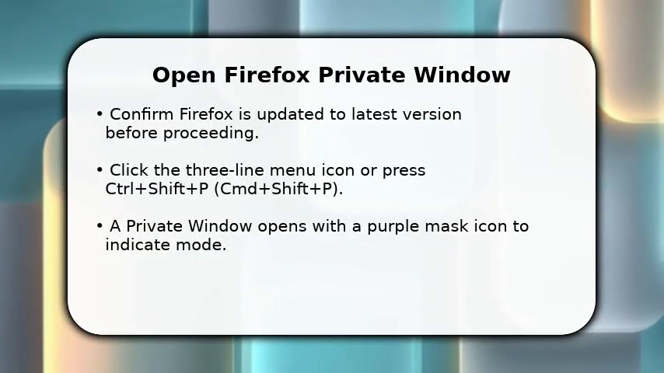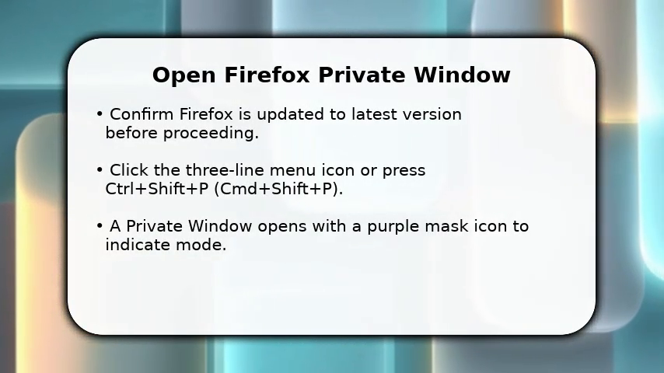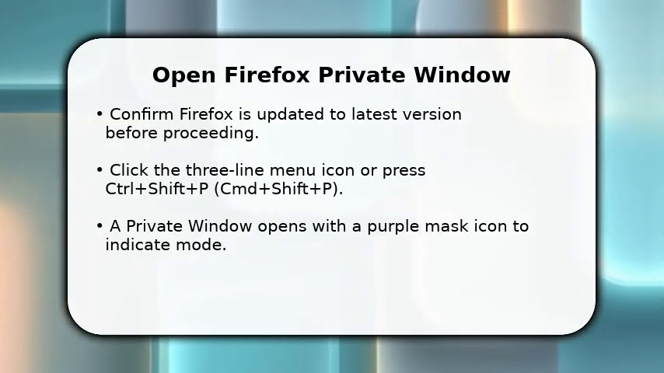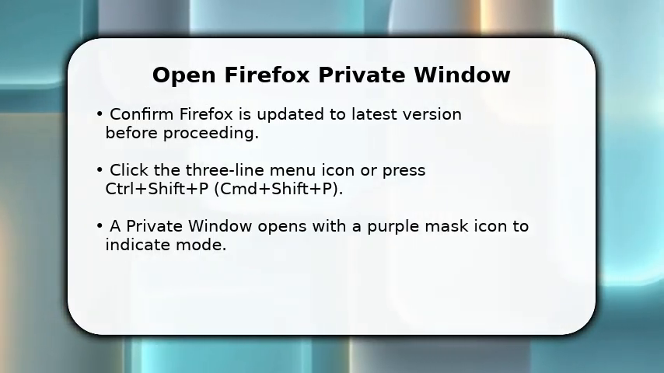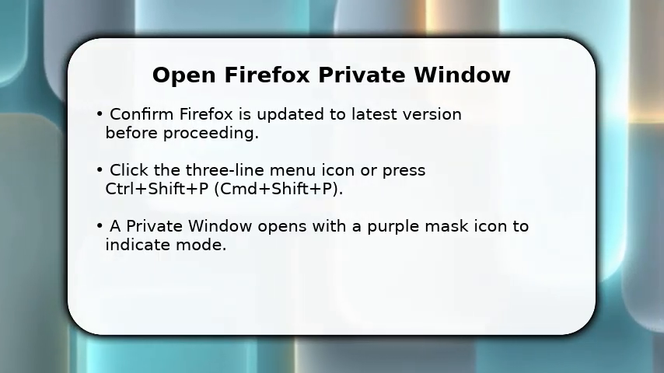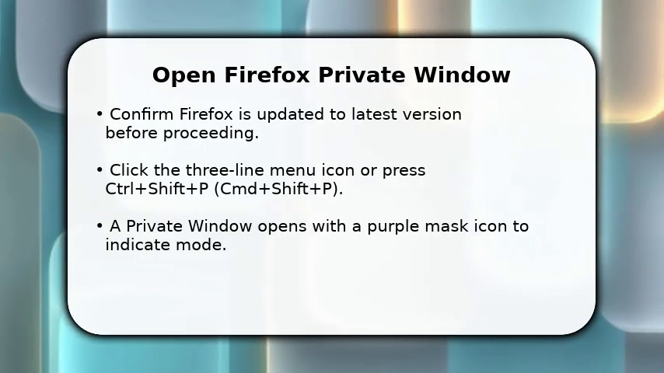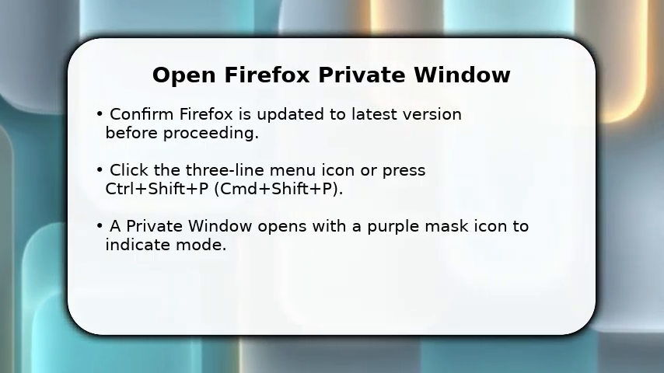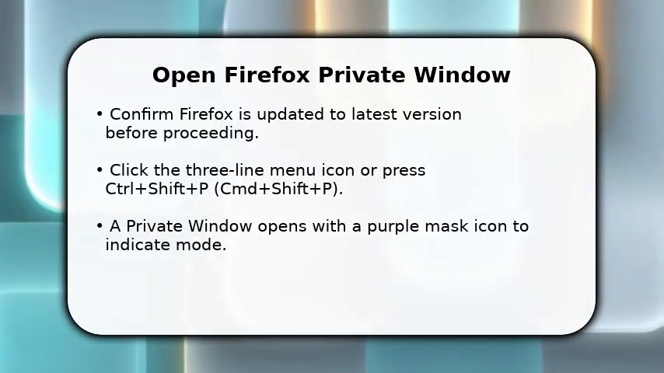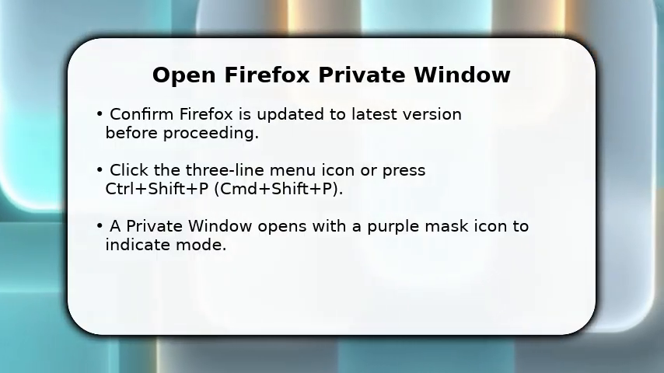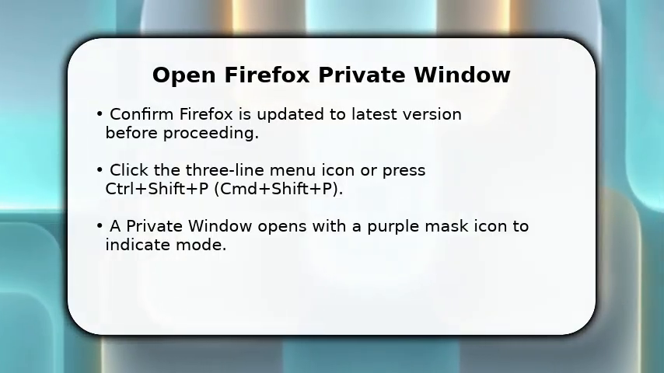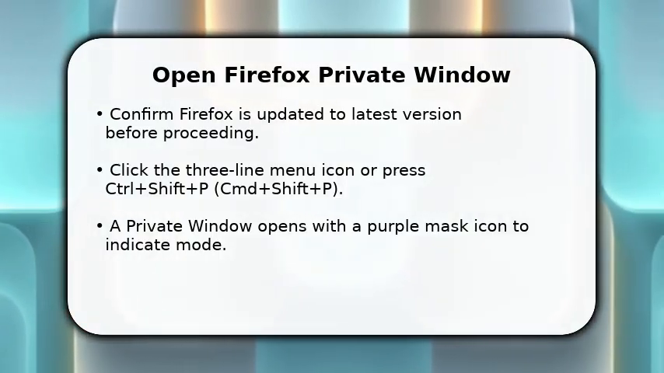You start by opening Firefox and launching a private window right away. This creates a fresh session that won't save history. Click the three-line menu in the corner, or press Ctrl plus Shift plus P on Windows and CMD plus Shift plus P on Mac to jump in. Once done, you'll see a purple mask icon that shows private browsing is active. This prevents local history and cookies from persisting, which is useful when testing logins or avoiding saved autofill entries.